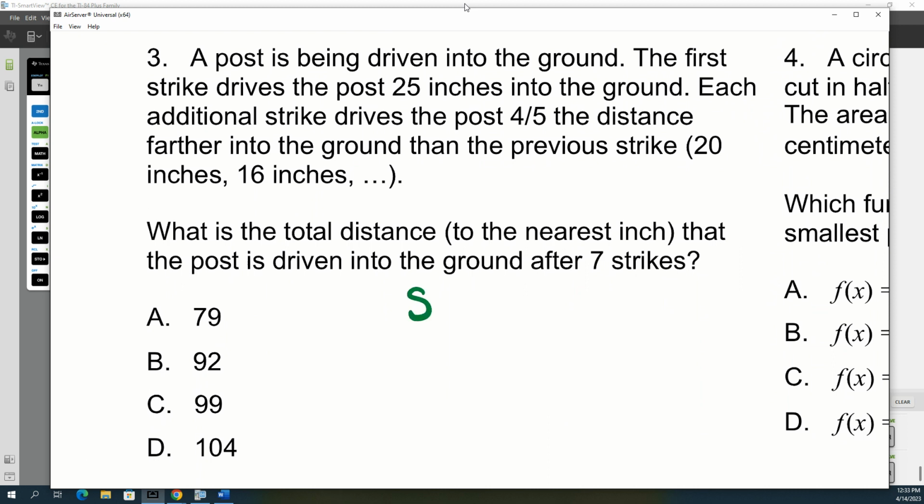So this is going to be a geometric series. And there's a formula for a geometric series. So on these formulas, S is always going to stand for the sum. And you don't have to memorize that formula. It's going to be on your reference sheet. You're just going to need to be able to find it.